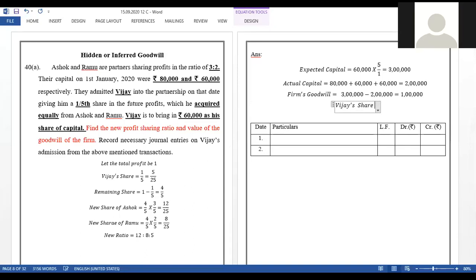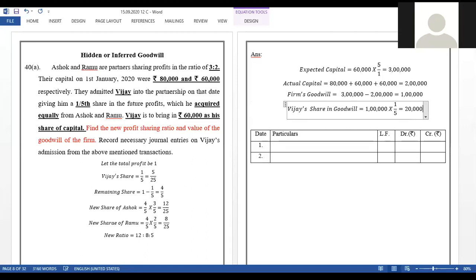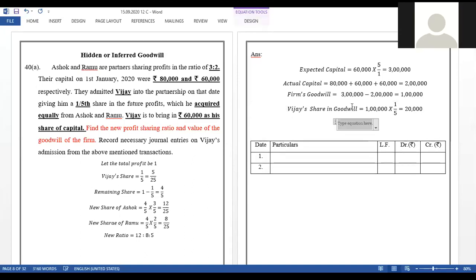So let us calculate Vijay's share. Vijay's share in goodwill. Okay, that will be equal to 1 lakh into what? Vijay का share कितना है? 1/5. So this will be 20,000. And now the most important thing, I would like to know the sacrificing ratio. Yes, anyone? 1:2. Which he acquired equally.